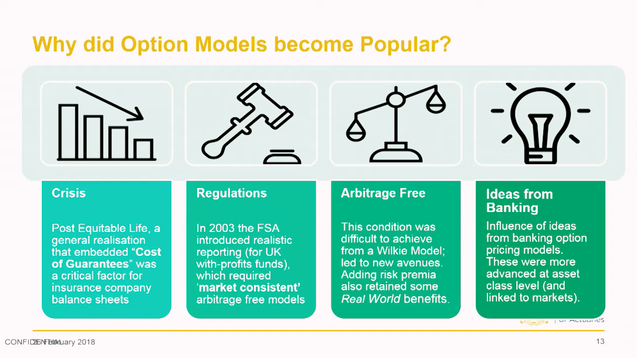So why did the option models become popular? Well, we've been given a few reasons. One was there was a financial crisis and a need to value costs of options and guarantees. The failure to do that was exposed by the failure of Equitable Life. There were regulations which required market-consistent models. It wasn't clear that that could be done with the time series models that were then in use. And there were ideas coming across from banking. So there were various reasons why these models became more popular in the insurance industry, but not actually in pensions consulting so much.